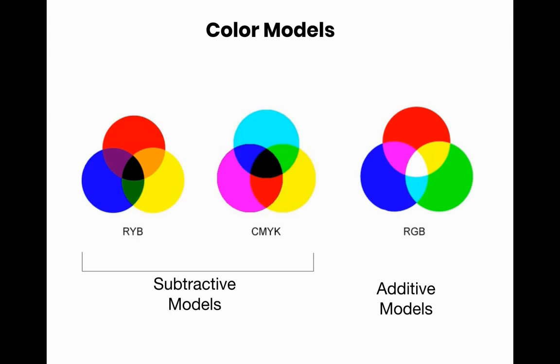Now, if all three cones are sensing at the same time, or sensing the same intensity of their specific spectrum in the light, we get a white tone. And this is called an additive model. This is how televisions and your computer screen work.